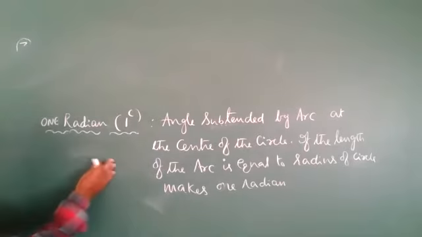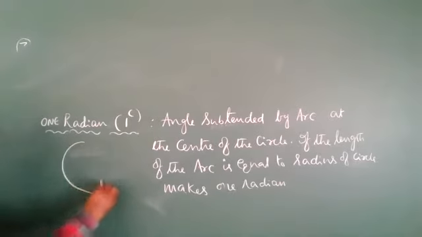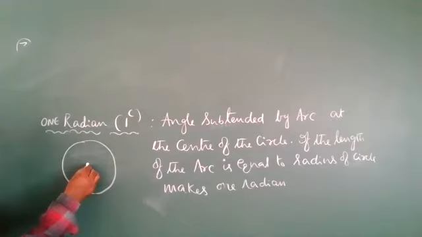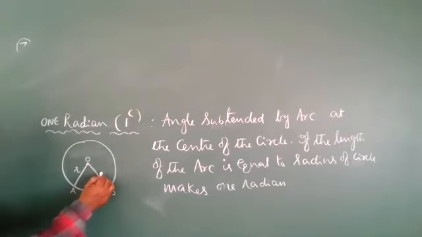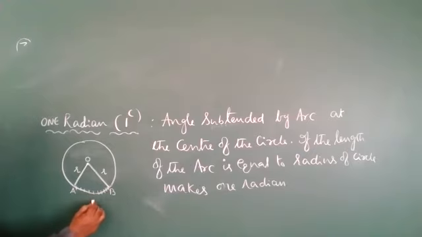I will draw the figure. This is the circle. So this is the sector. This is called the arc. AB is called the arc. OA is called the radius, and OB is also a radius. AB is called an arc.